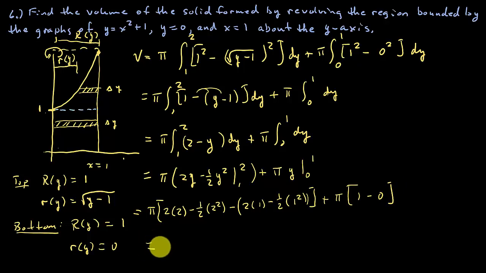And then if we punch all that into our calculator or do it out by hand, whichever way you do it, you're going to get 3 pi over 2. And this is your answer.